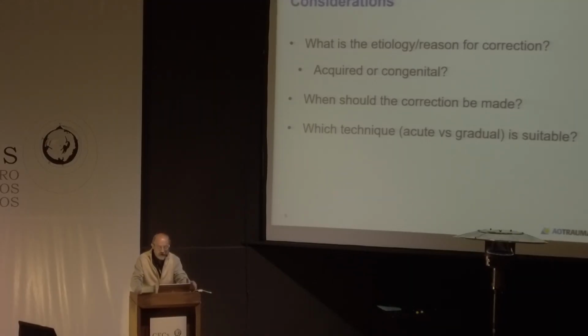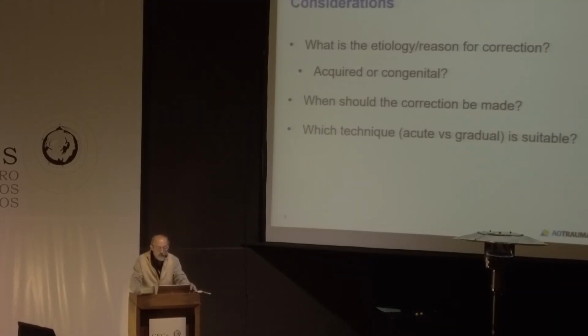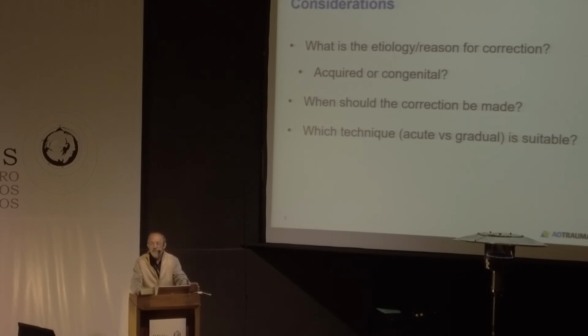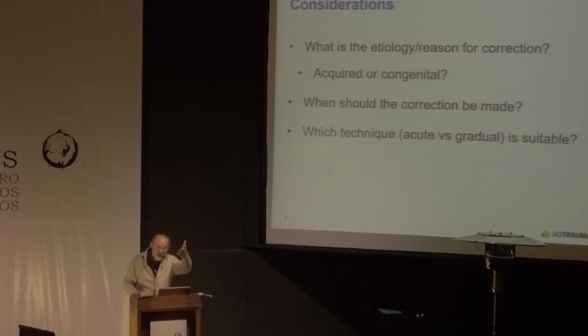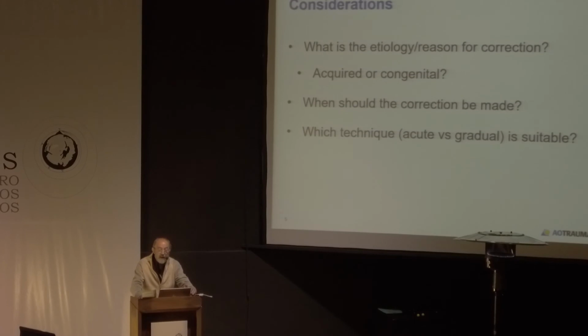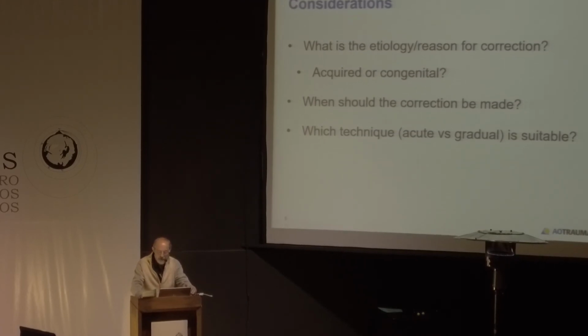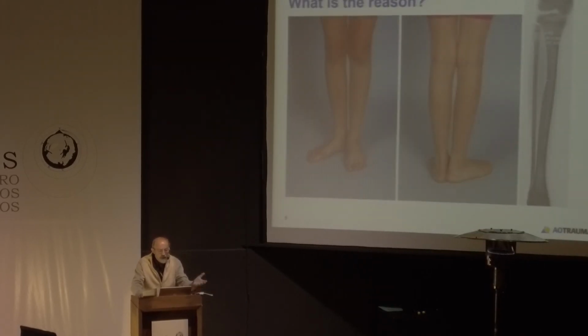The other question you have to ask is, what is the etiology or the reason for correction? Again, acquired or congenital in childhood. And when should the correction be made? The timing, and which technique at the end, acute or gradual, and we have some workshops later on this, is best for this patient. Not every patient is the same. So what is the reason here?